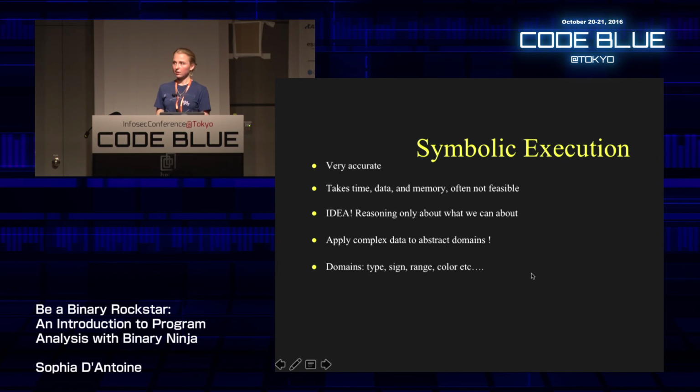So symbolic execution, which was talked about earlier today, can be very accurate. However, it does take a lot of time and memory, so it's often not feasible to do. But we can reason only about what we care about. And using this API, we can make it so Binary Ninja loads the binary, and then we may only want to analyze function 1 or basic block 2. And we can do that with the API. So there's a lot of cool things that we can do with symbolic execution as well as program analysis, and I'm going to talk about that now.